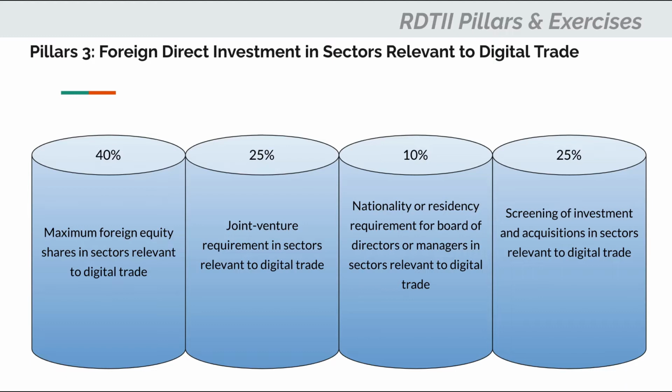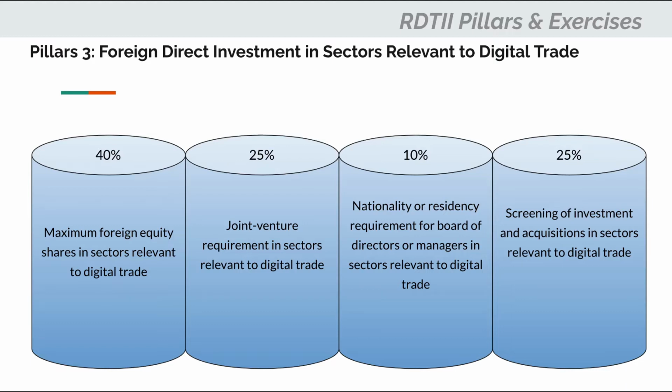The greatest weight, 40%, is given to the first subpillar, since the numerical limitations on foreign ownership flatly discriminate against foreign investors and directly block foreign investment. The second subpillar, a joint venture requirement, is given the weight of 25% because, while it discourages foreign investment because of the concern for technology transfer, it does not block foreign investment as the maximum caps on ownership do.